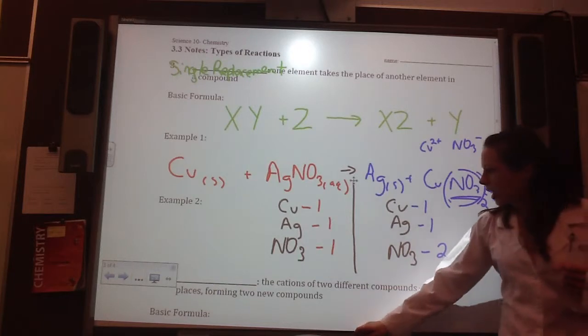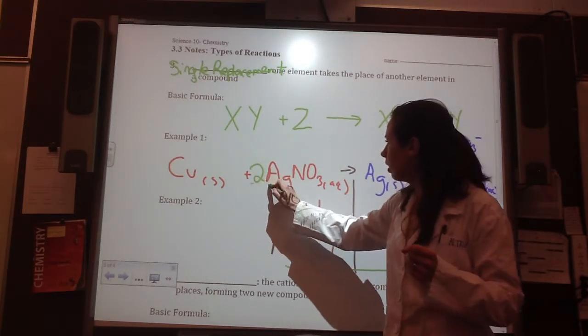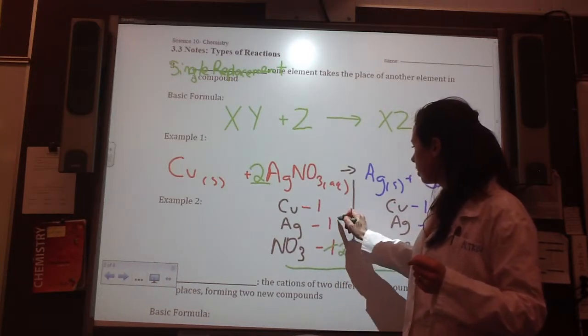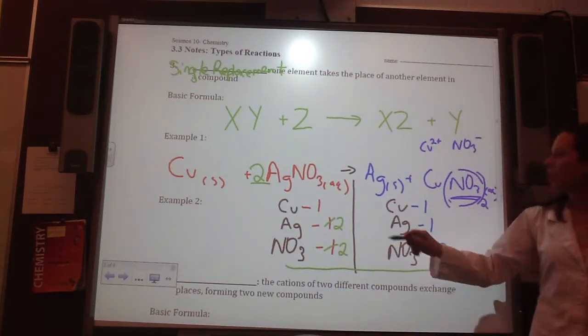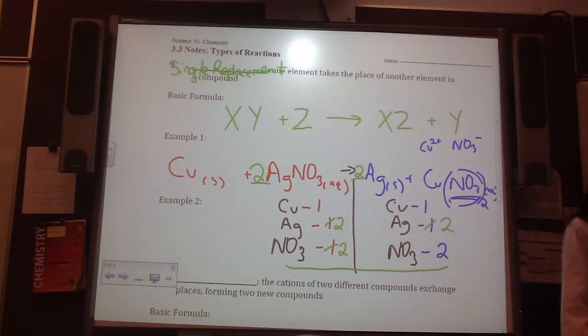So to make amends, this is my only thing that's wrong, so I can put a 2 there. So I've got 2 nitrates and 2 silvers. And then we can just put 2 things. Very good. And then it's all done.